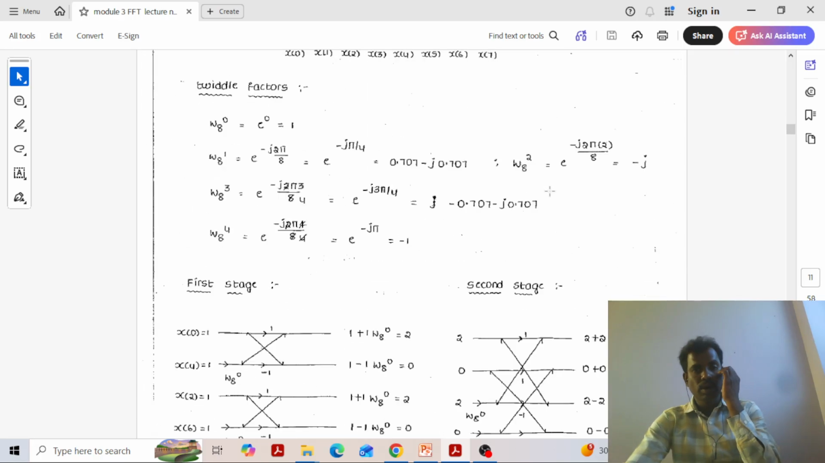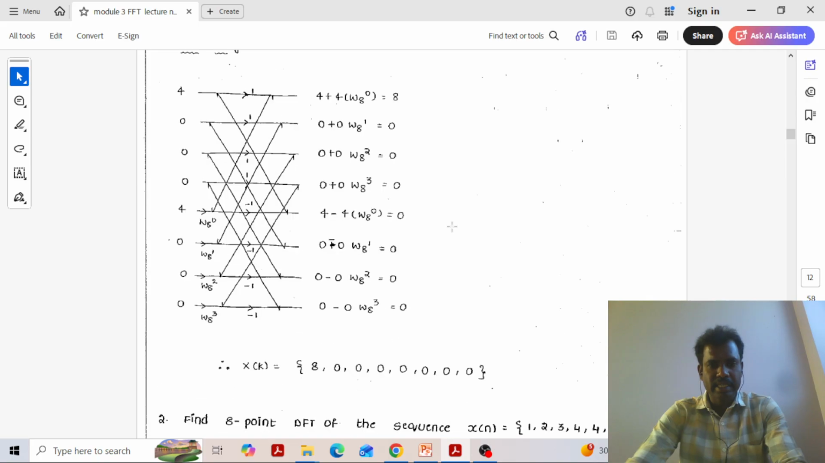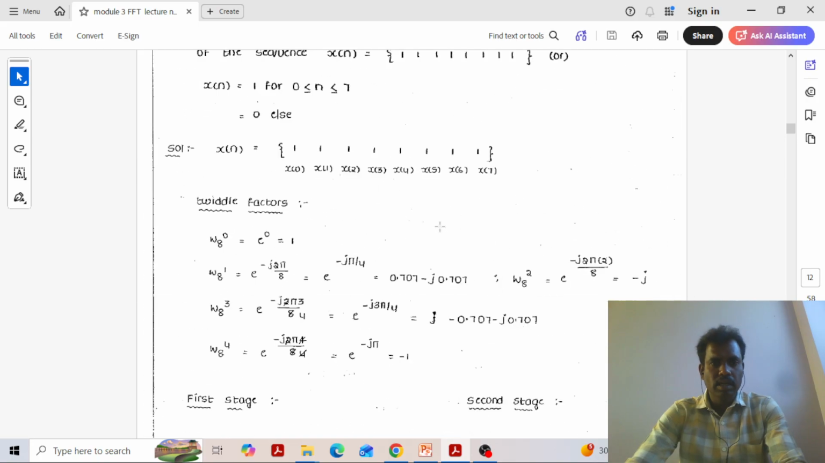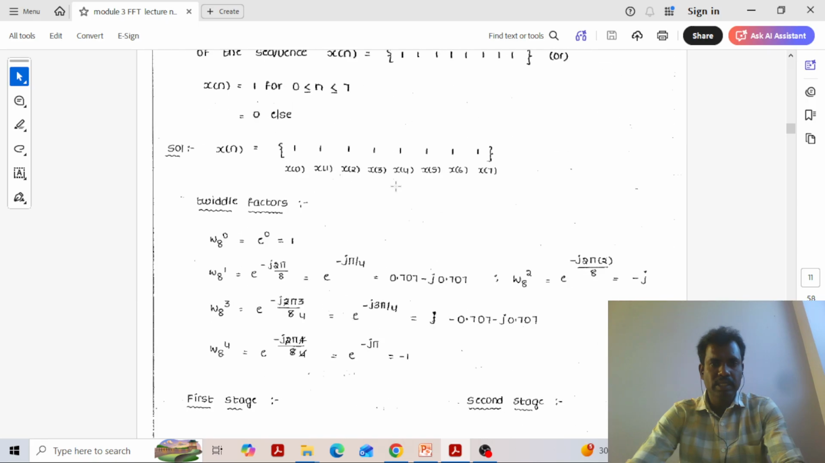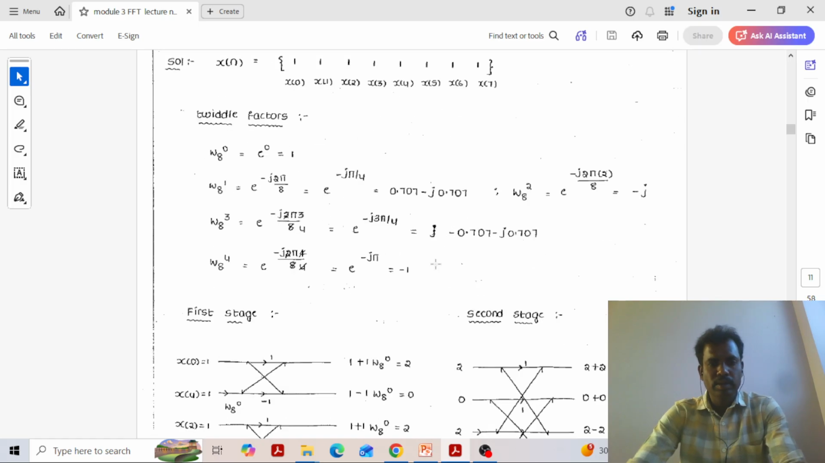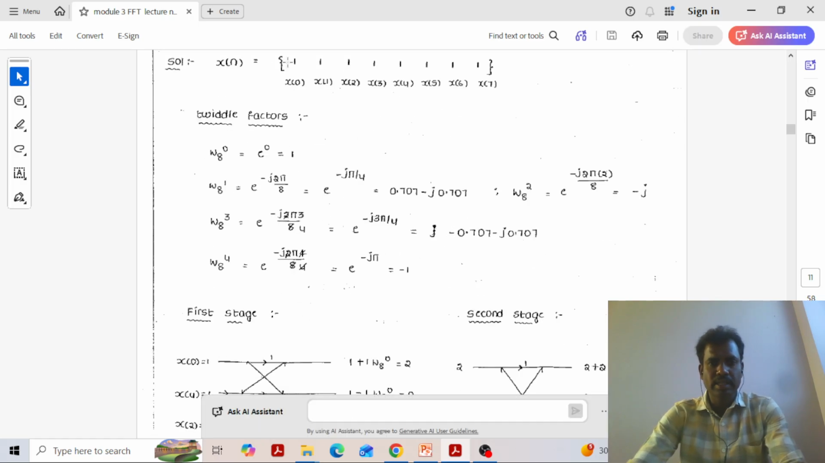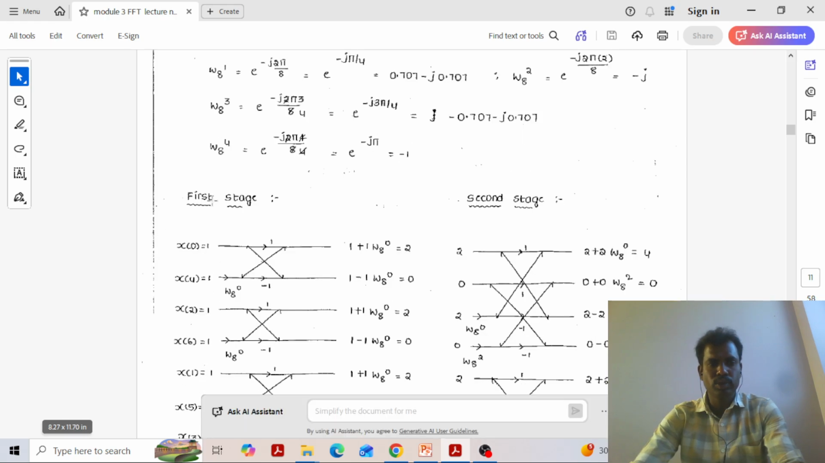Now let us see a simple problem where we can solve this stage by stage. We take the sequence 1 1 1 1 1 1 1 1, all ones. We want to find out the DFT using the DIF FFT algorithm. So we represent this in the DIF FFT algorithm, in the bit reversal order. As all are ones, x of 0 in bit reversal order will just take all inputs 1.